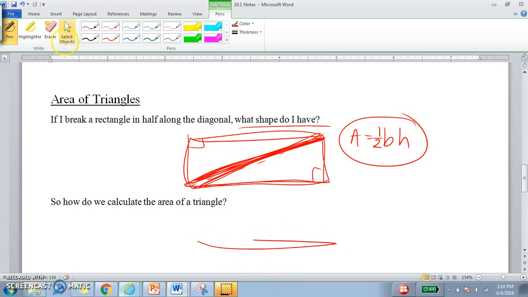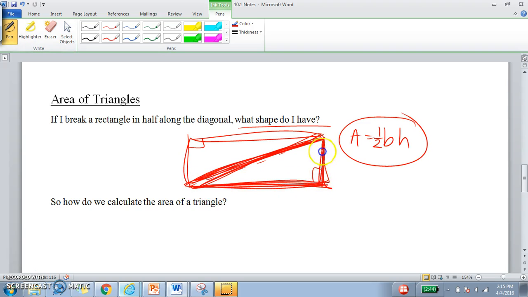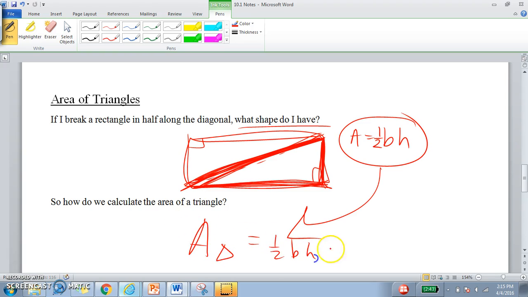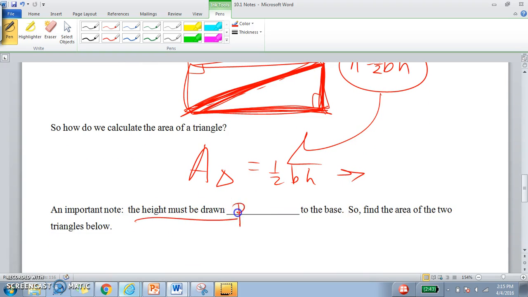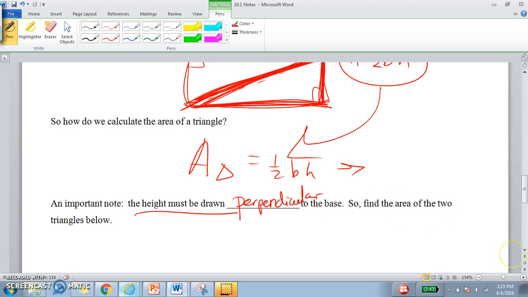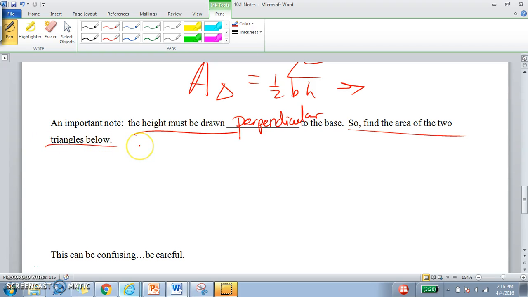So this would be the base of the triangle. This would be the height of the triangle. We know if we multiply those together, we get the area of the entire rectangle, but I only want half of that area. So that's where the 1/2 comes from. So how do we calculate the area of a triangle? 1/2 times its base times its height. Just like with a parallelogram, the base and the height have to be perpendicular to each other. So the height must be drawn perpendicular to the base. Okay. All right, so the area of two triangles.